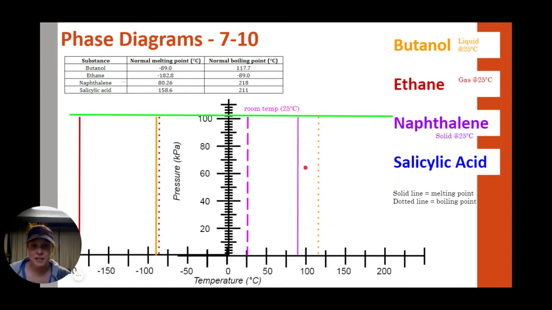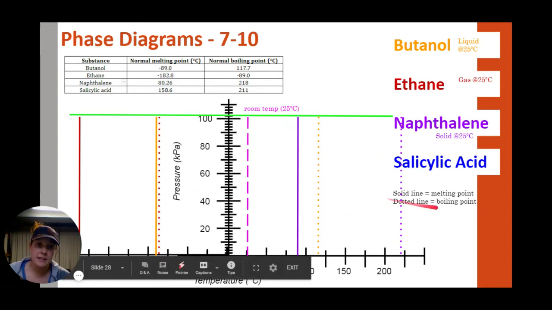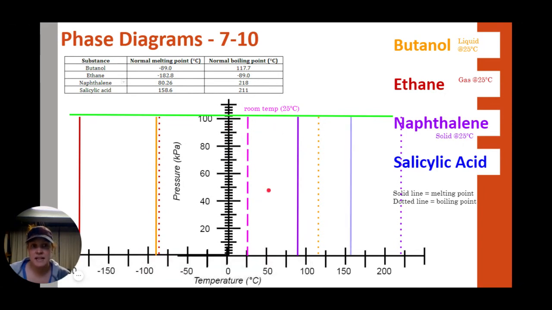We can still plot it. We have a melting point at 80.26 degrees Celsius, and then a normal boiling point of 218 degrees Celsius. Remember, anything to the left is going to be solid, anything in the middle is going to be liquid, and anything to the right is going to be gas. And you can see that at room temperature, naphthalene is in fact a solid.